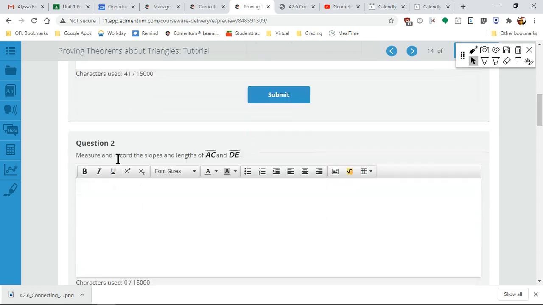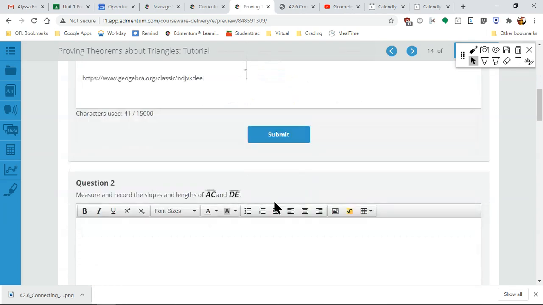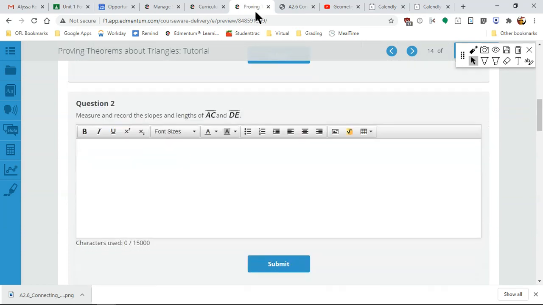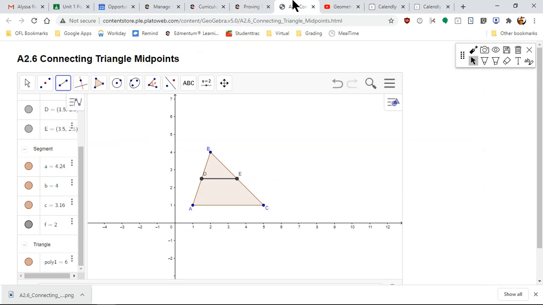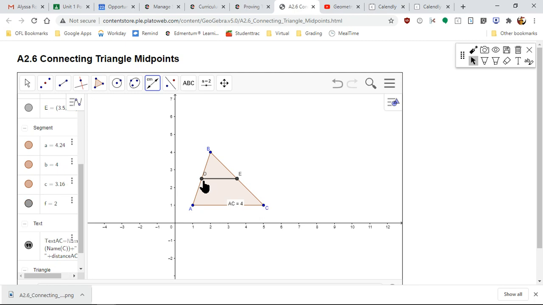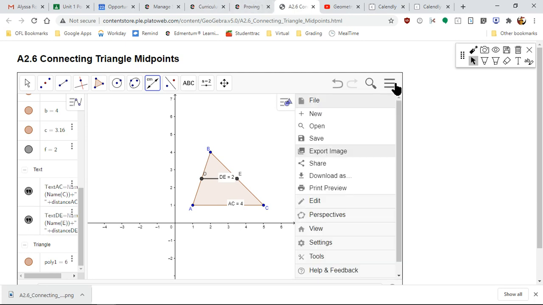So the next thing it says is measure and record the lengths of AC and DE. So we're going to measure and record AC and DE. Let's get into our measuring tools. Distance A, C, and D, E. Oh, it's going to prove this. Okay. Again, just extract your image.